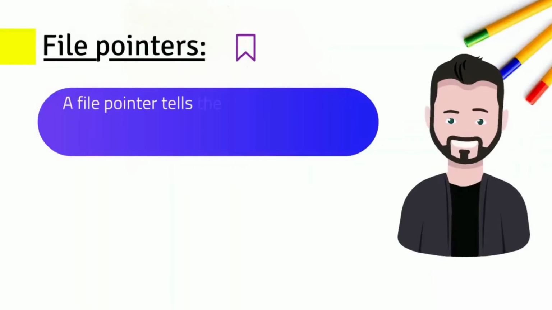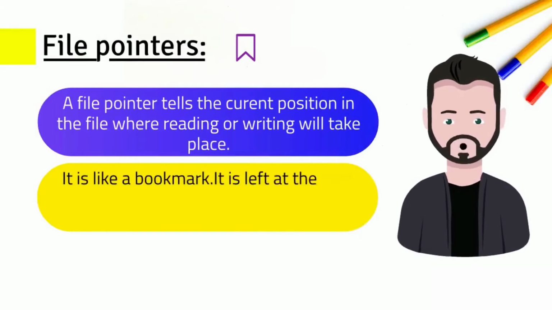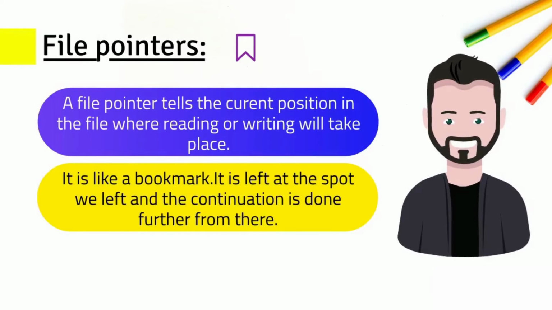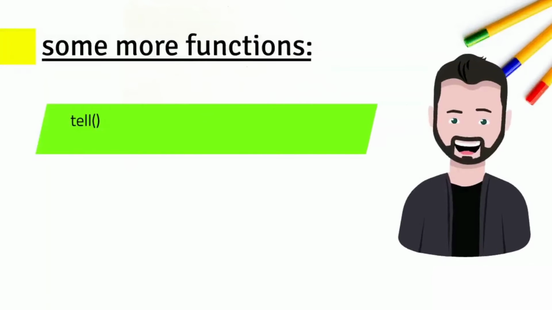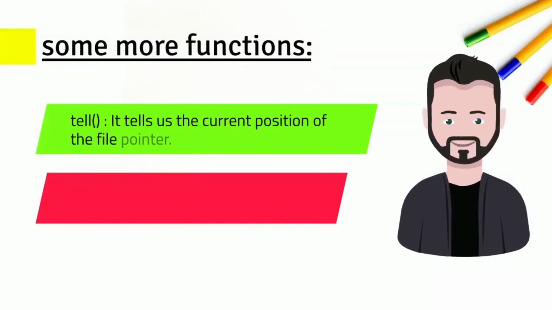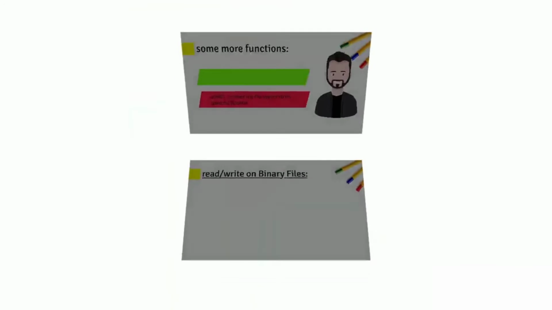A file pointer tells the current position in the file where reading or writing will take place. It is like a bookmark; it is left at the spot we left and the continuation is done further from there. Tell function: it tells us the current position of the file pointer. Seek function: it moves the file pointer to the specified position.